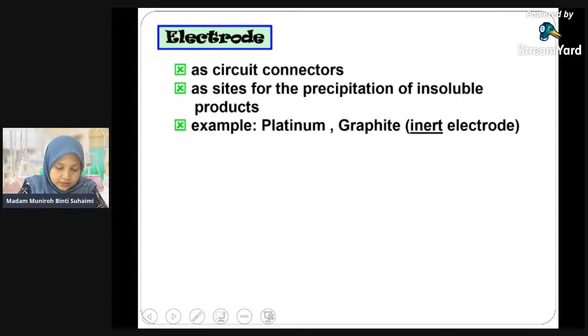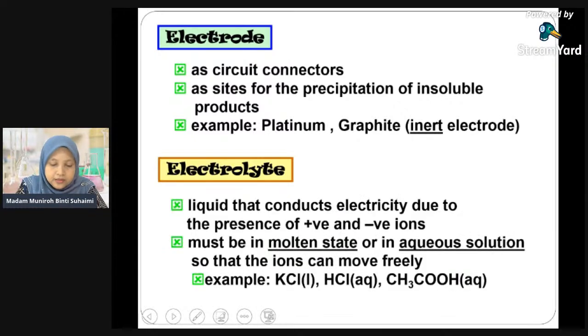Electrode and electrolyte. The electrode acts as a circuit connector; for example, we can use platinum or graphite. The electrolyte is a liquid that conducts electricity due to the presence of positive and negative ions. It must be in a molten state or in aqueous solution so that the ions can move freely. Examples are potassium chloride or hydrogen chloride.